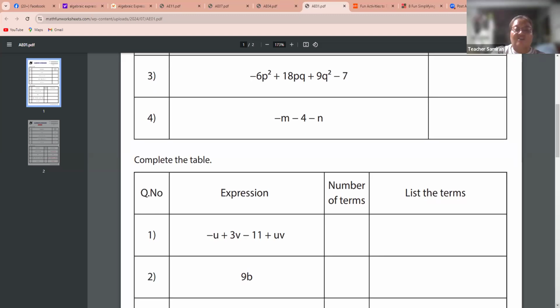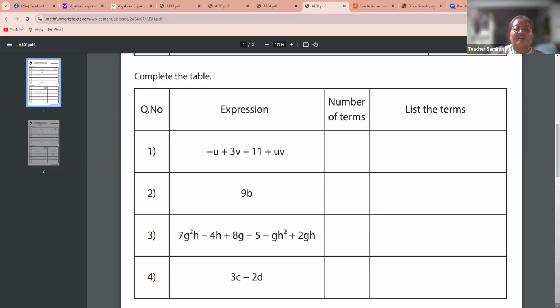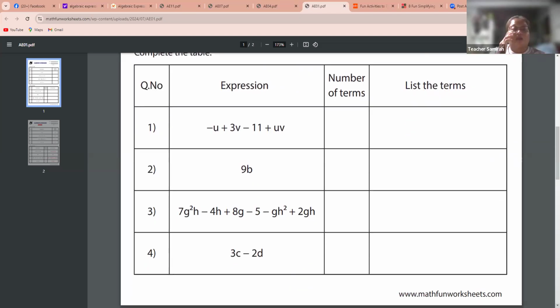Write it down on your notebook. Then after which, we are going to reveal the answer. Again, for question number 1, how many number of terms, as well as you can simply list all the terms for the expression negative u plus 3v minus 11 plus uv.